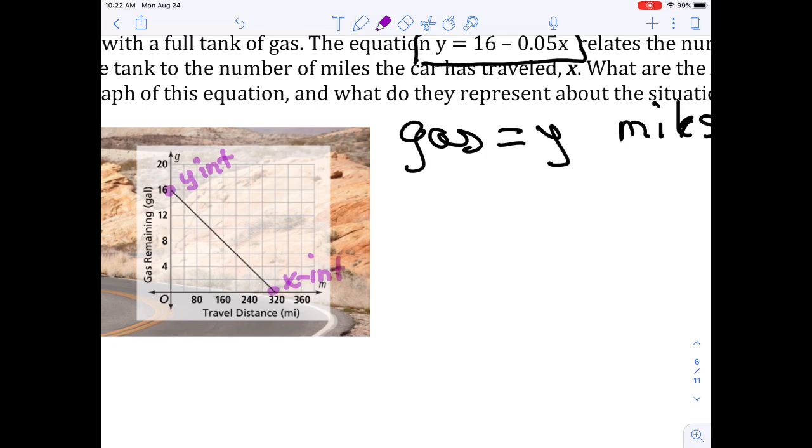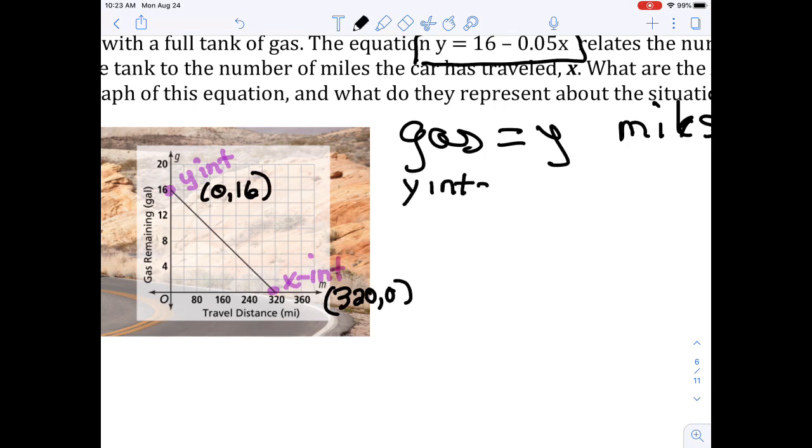And there is my X-intercept. So visually, we can see where they are. The graph intersects the X-axis at the point 320, 0. The graph intersects the Y-axis at the point 0, 16. So if we wanted to know what the X and Y intercepts were, they are actual points on the graph.